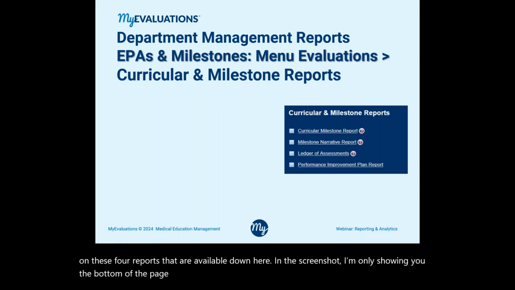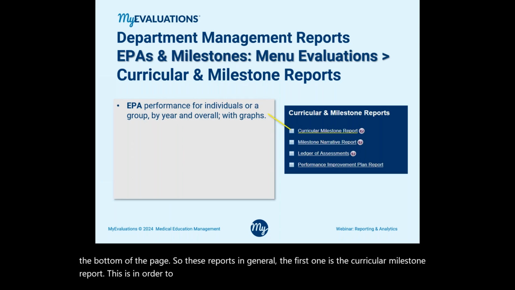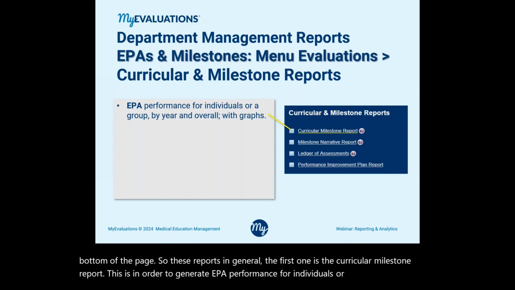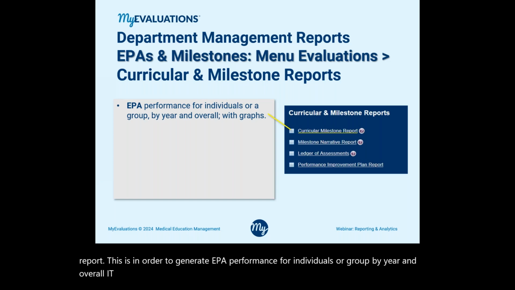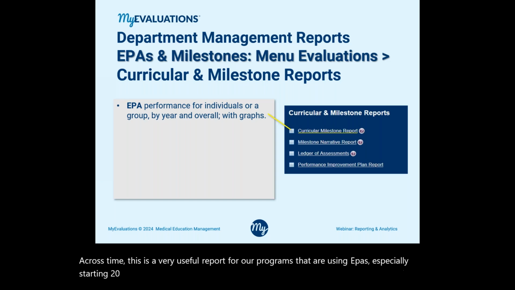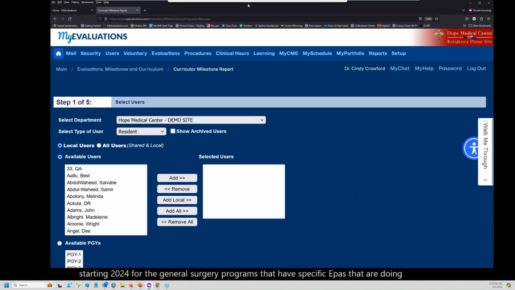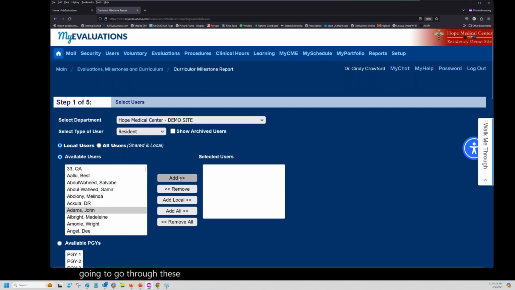So these reports in general, the first one is the curricular milestone report. This is in order to generate EPA performance for individuals or a group by year and overall. It gives you a graph showing you the performance of the users across time. This is a very useful report for our programs that are using EPAs, especially starting 2024 for the general surgery programs that have specific EPAs that they are doing. I'm going to go through these individually just so that you can see them as I go through.